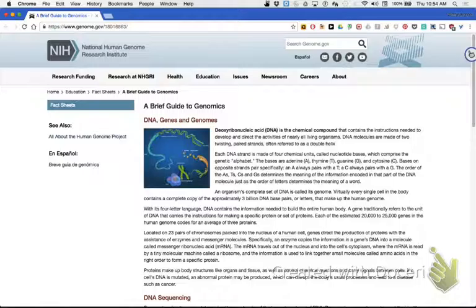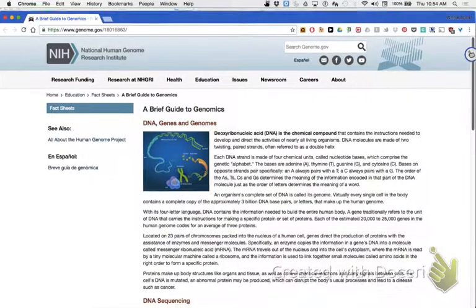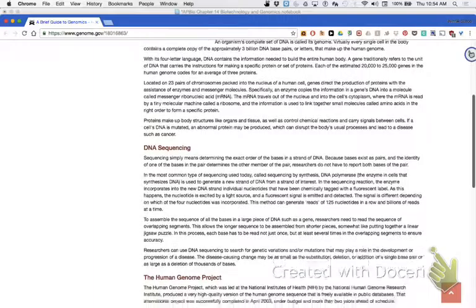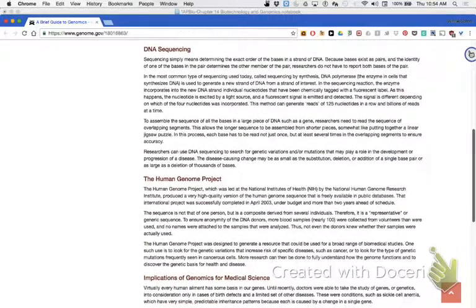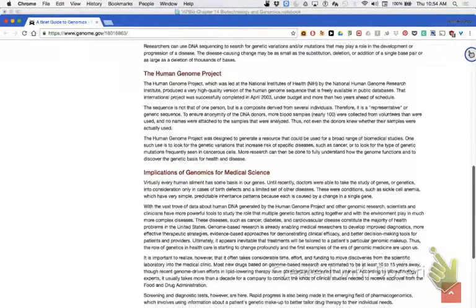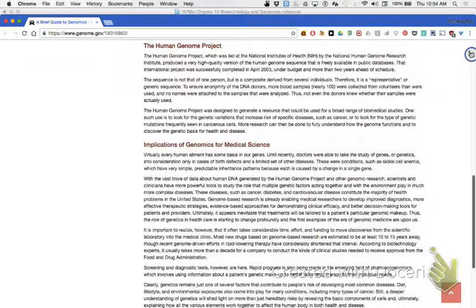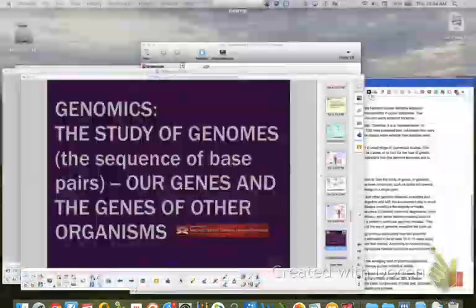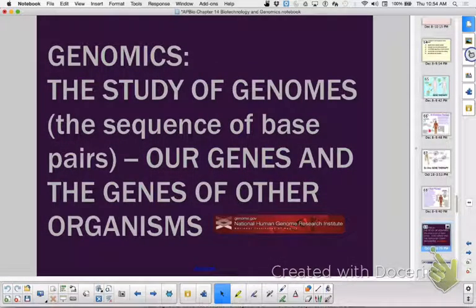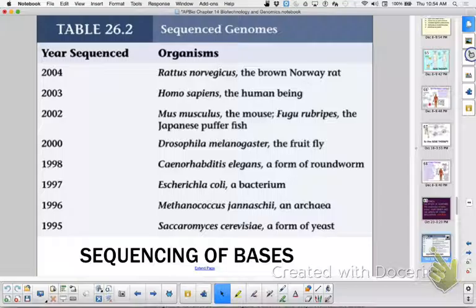Now, from that, you can see there's several websites. Again, for my researchers, this may be something career-wise you want to go into. DNA sequencing, the Human Genome Project, and look right here, implications of genomics on medical science. How is that going to affect treatments? Okay. And here are the different organisms they have sequenced, and in what year. So look to see what was sequenced around your lifetime. When were you born? What's been sequenced?